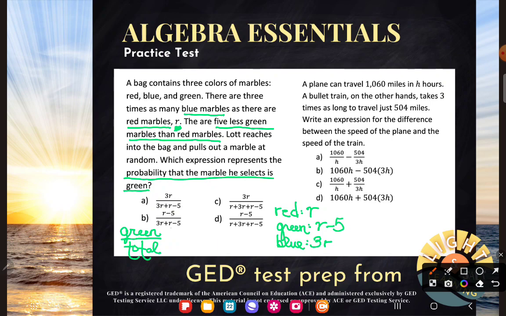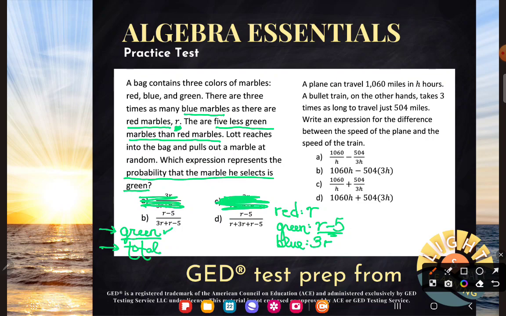Because look at what we were trying to find. We were trying to find the expression that represents the probability that the marble he selects is green. And so I'm going to need green out of the total. Green is the one that had 5 less than R. And so I don't need the ones with 3R on the top. Those have to do with blue marbles. So it's either B or D. They have the same top, that green portion.